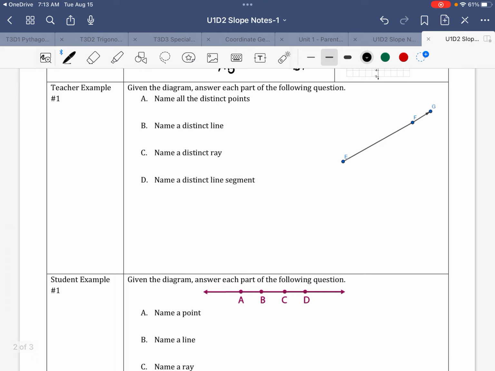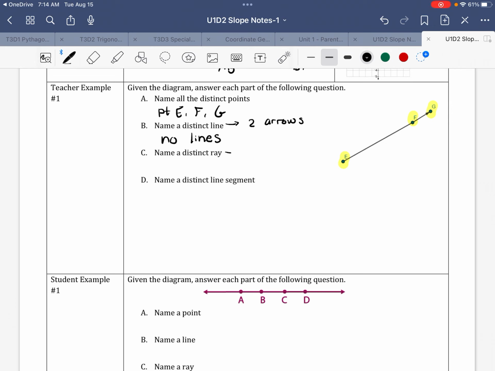So for our first teacher example, if we're given this diagram, we want to name all the distinct points, right? So points are named with a point and a capital letter. So we would have point E, F, and G. Now it says to name a distinct line. A line has two arrows. It continues on both sides infinitely. But if we look at this diagram here, there's an arrow going past the G, but not one going past E, which means there are no lines.